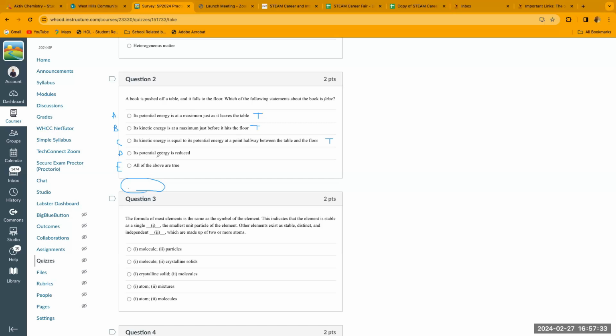So its potential energy is reduced. Is that true? Think about the consequences. What happens when we push it off the table and it falls to the floor? Isn't it consistently reducing its potential energy? So that is actually going to be true. So the correct answer is actually E. All of the above are true.